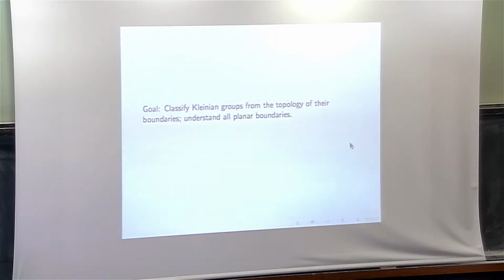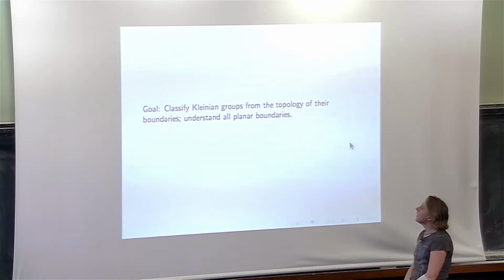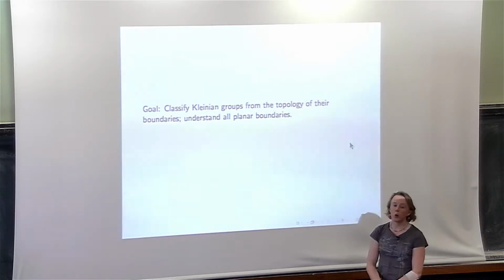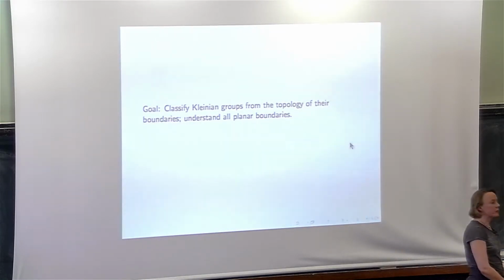Okay, so what I'd really like to do is understand the boundaries of all Kleinian groups. This is part of understanding all planar boundaries. There are some famous conjectures, which I'll mention in a moment, but I'm really interested in the simpler cases and what topological information we can get from the boundary, explicit topological information.